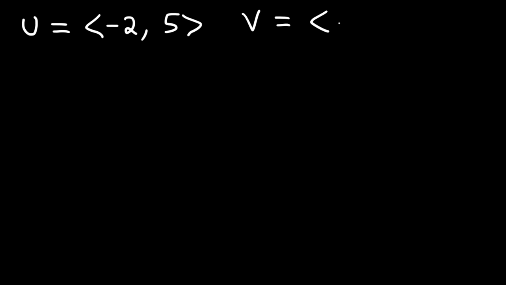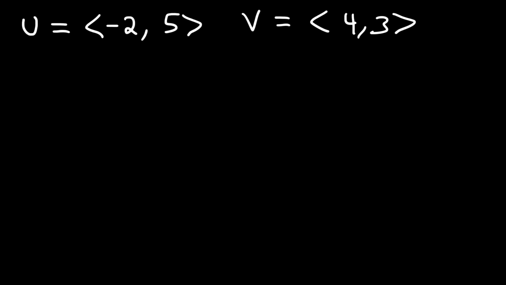So let's say that vector u is equal to -2, 5, and vector v is equal to 4, 3. So given these two vectors, go ahead and calculate the angle between them.